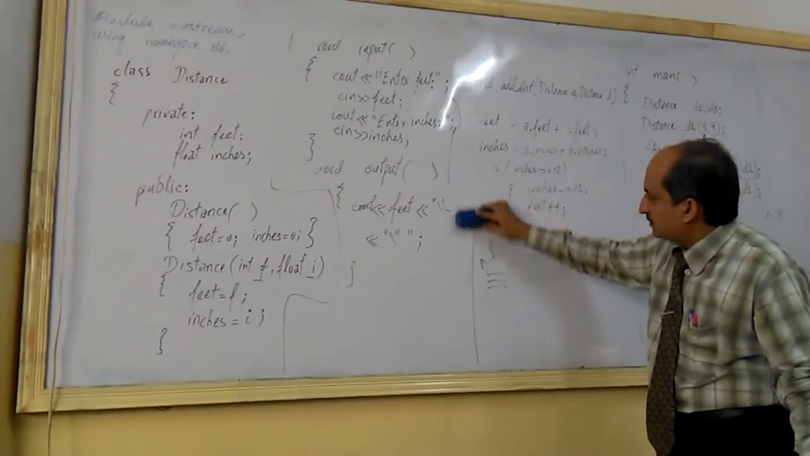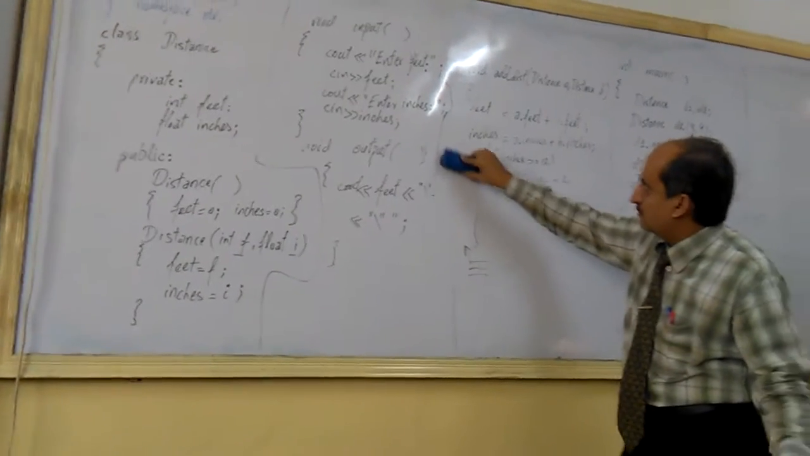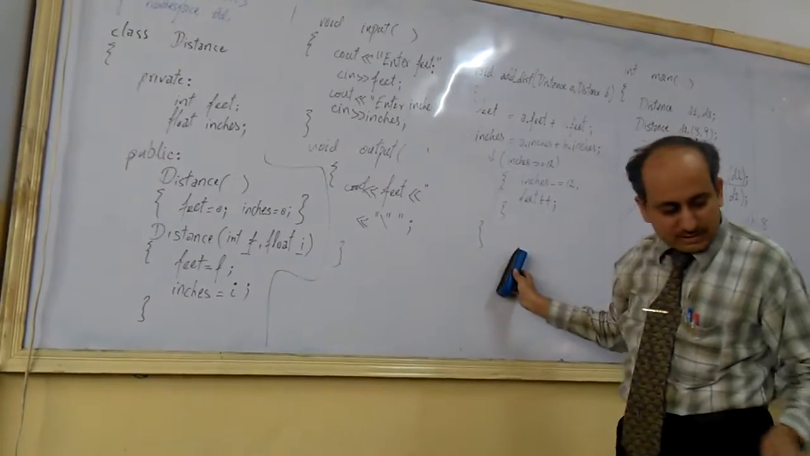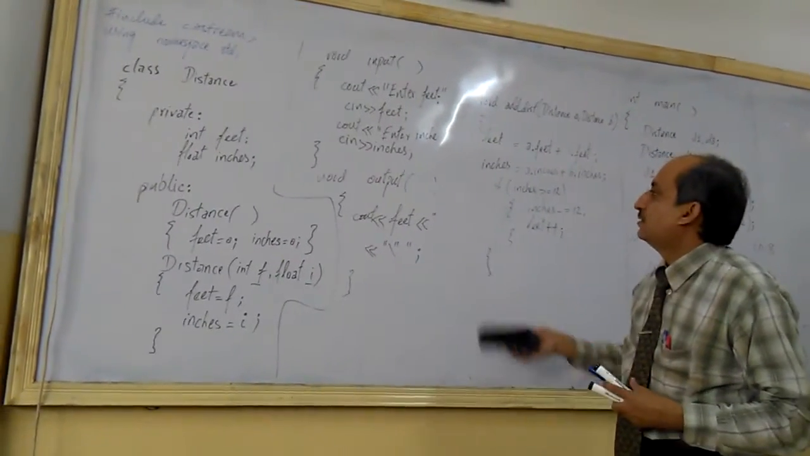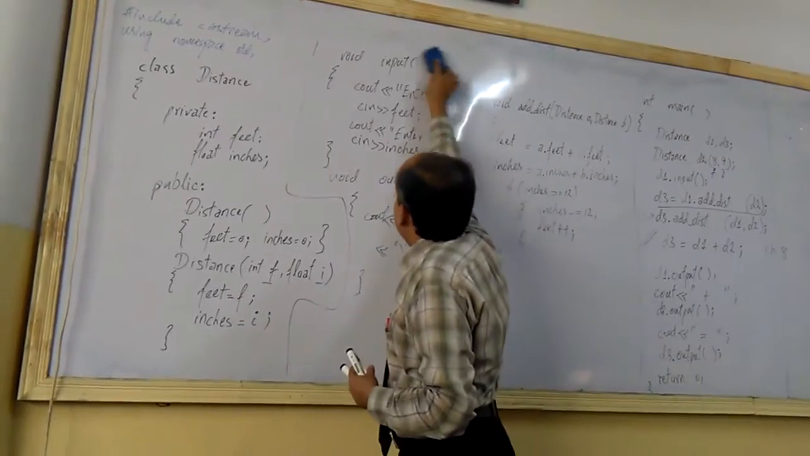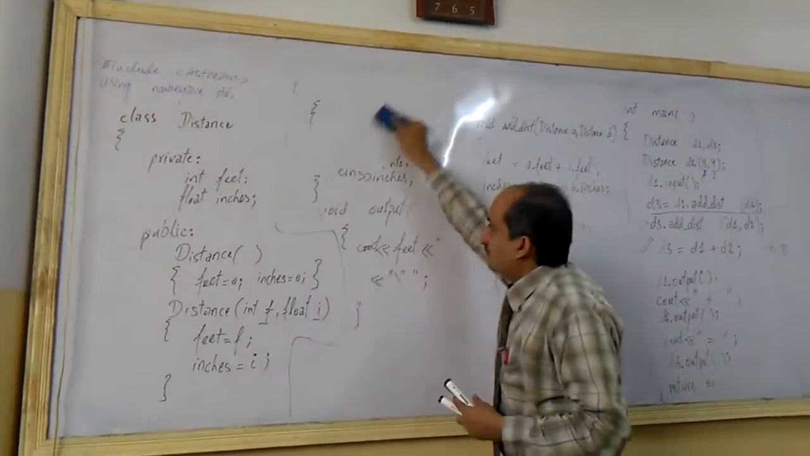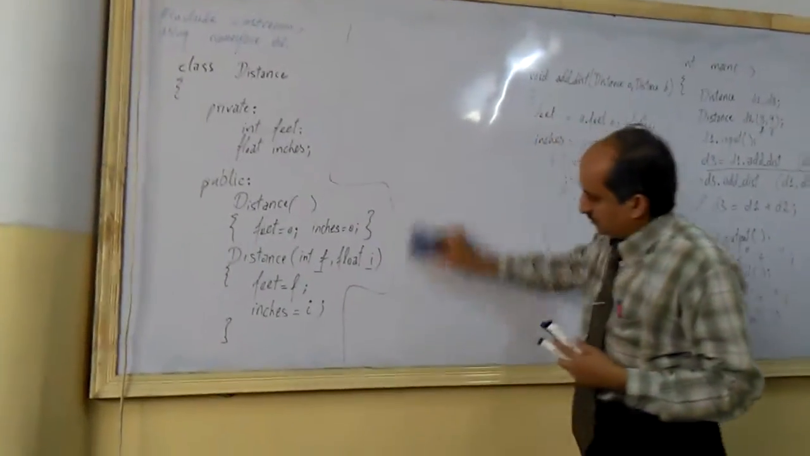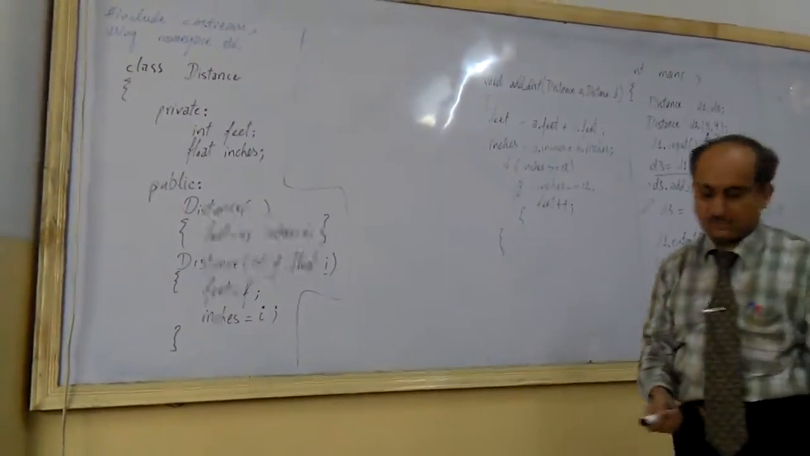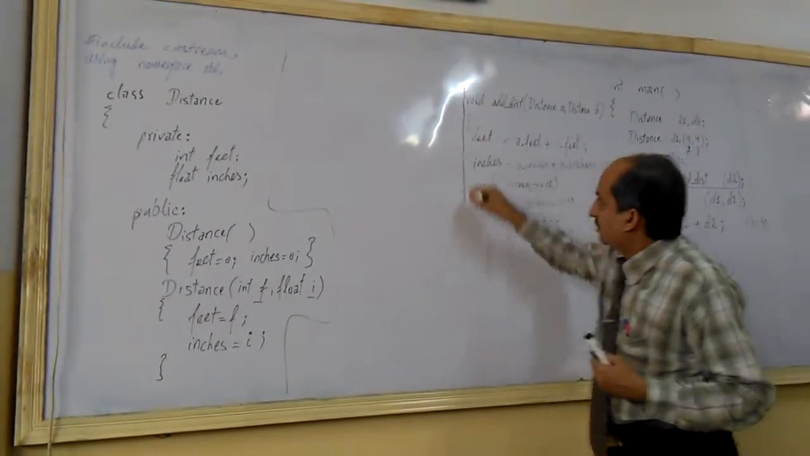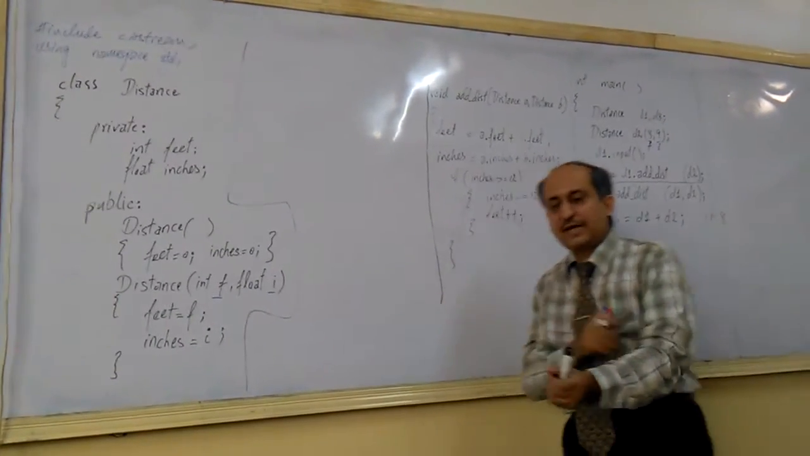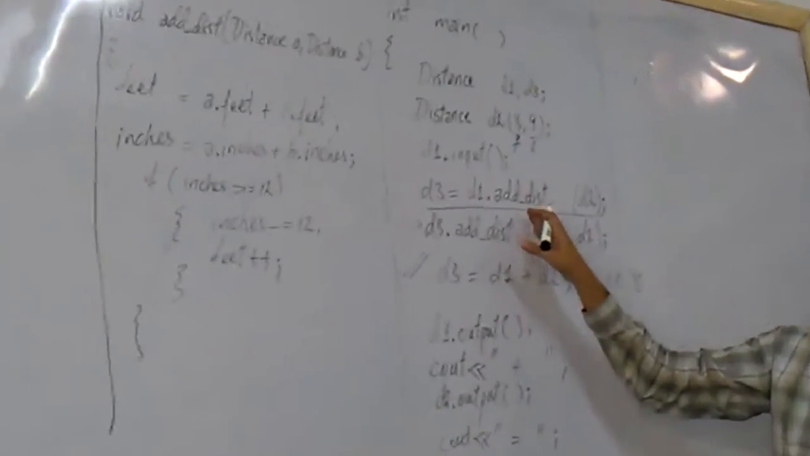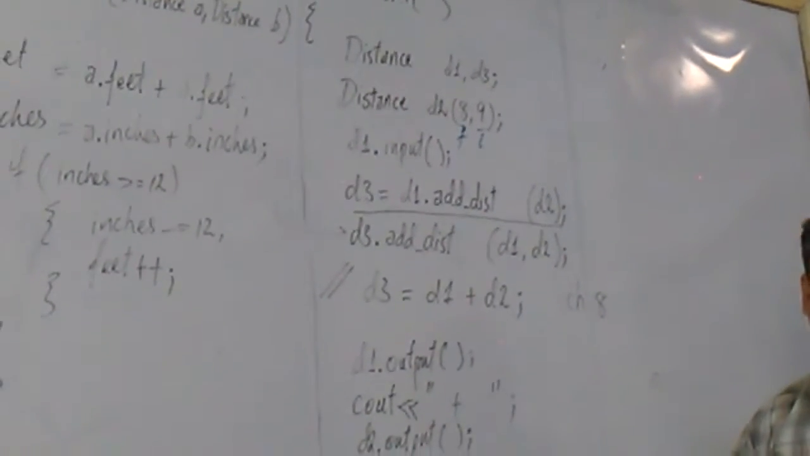I shall be writing the second addDistance function. Assume that it's at the end, after that addDistance function, but we may write it over here on the whiteboard. For the second addDistance function, just observe this function call carefully.